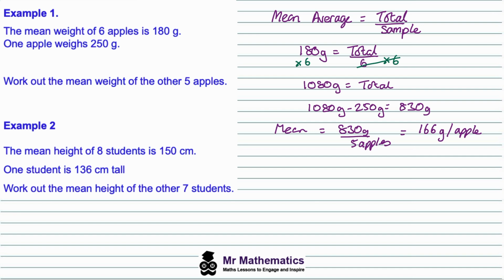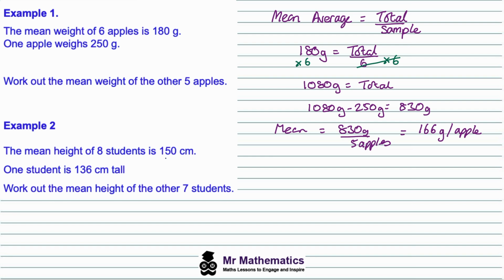In example 2, we're told that the mean height of the 8 students is 150 centimeters and that 1 student is 136 centimeters tall. We need to work out the mean height of the other 7 students. So do you want to give this question a go yourself? You can pause the video and come back when you're ready.